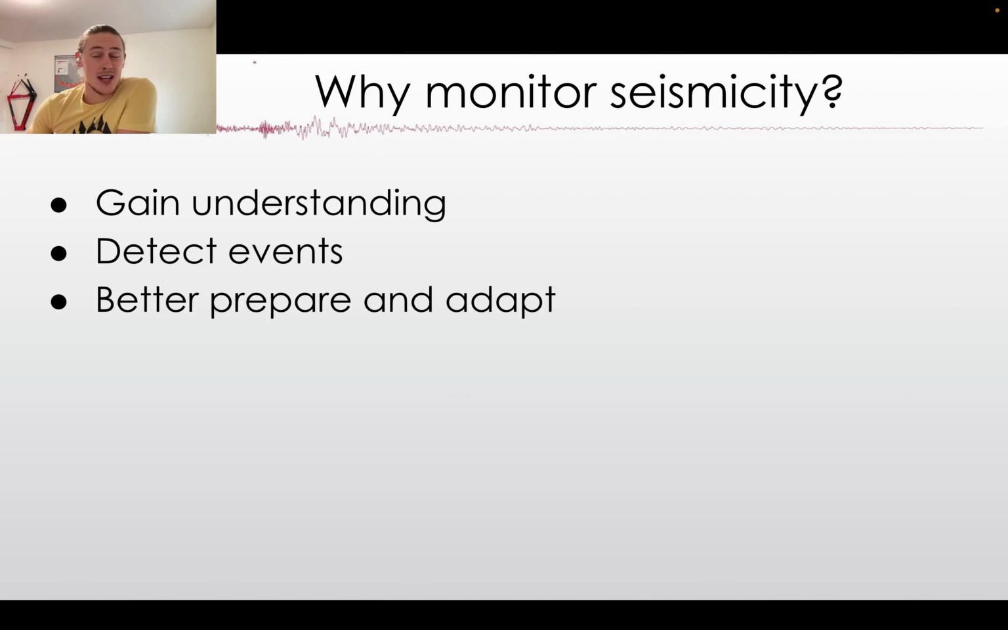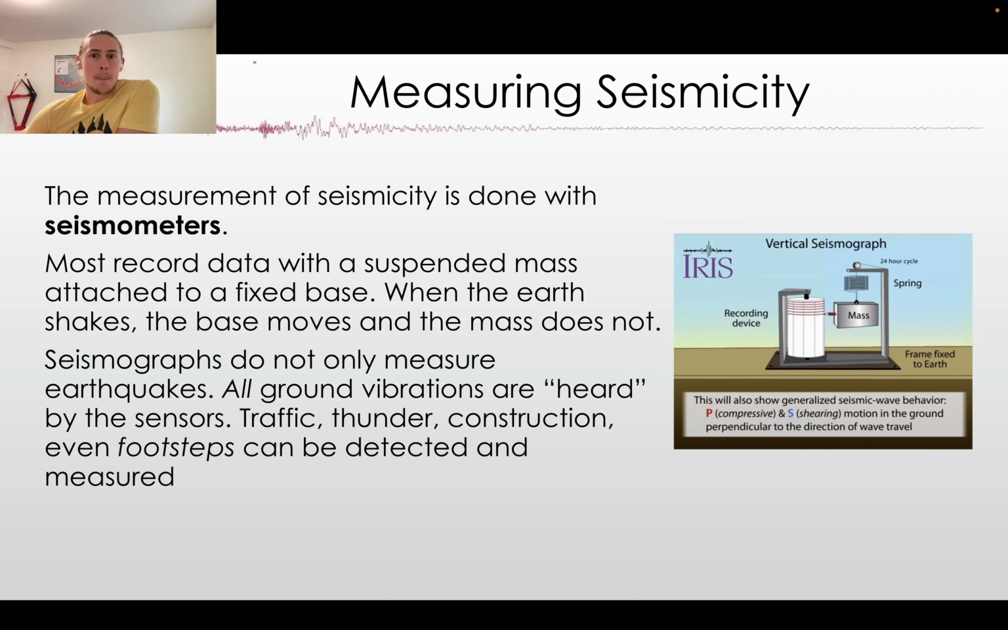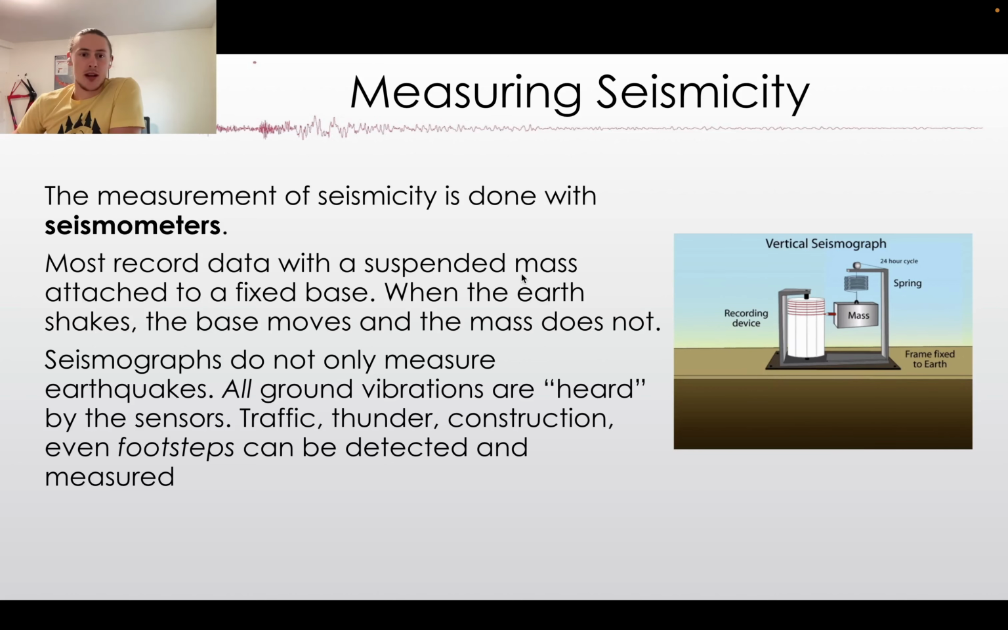You can also monitor seismicity to see non-natural things like explosions. When North Korea did some nuclear tests, you could see the nuclear tests. The reason we know about them is because of seismographs. It's because of seismic monitoring, right? So how does this work? The measurement of seismicity is done with seismometers, right?